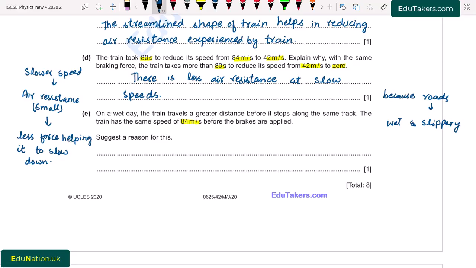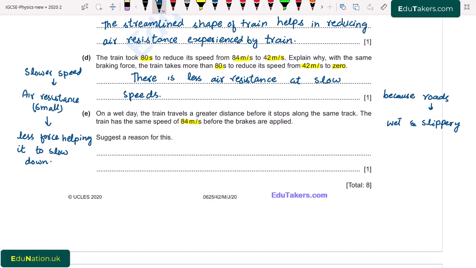This reduces the air friction and you slide along the roads. If we apply this to the train, we say that there is a friction between rail and train. Due to the wet day, this friction reduces, so it travels a greater distance before it stops. So the reason for this is that the friction force between the rail and train reduces and it may slide.